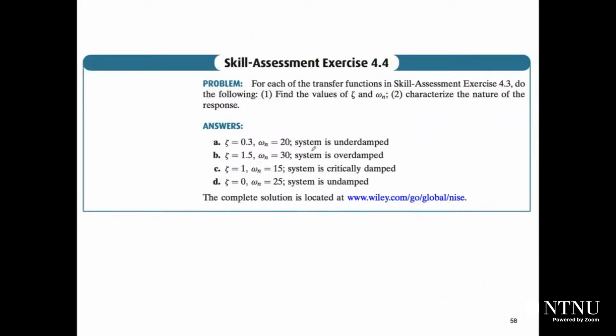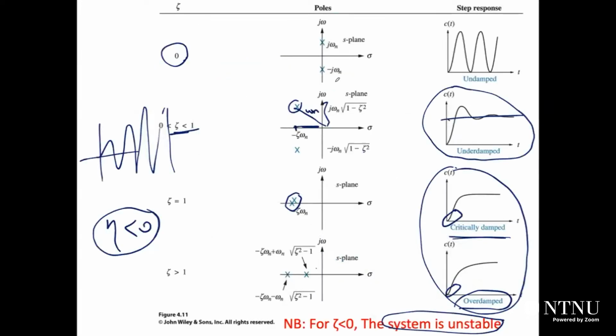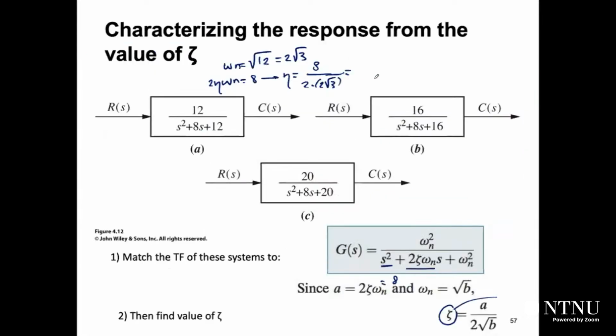So we will do it, because this is system A, an underdamped system. So we need to test it, right? For this system, omega n will be the square root of 12, which is 3 times 4. So it will be 2 square root 3 radians per second. 2 zeta omega n equals 8. So in this case, zeta will be 8 divided by 2 times 2 square root of 3. Do this multiplication, and maybe you will get this value, okay, it will be maybe 0.3.